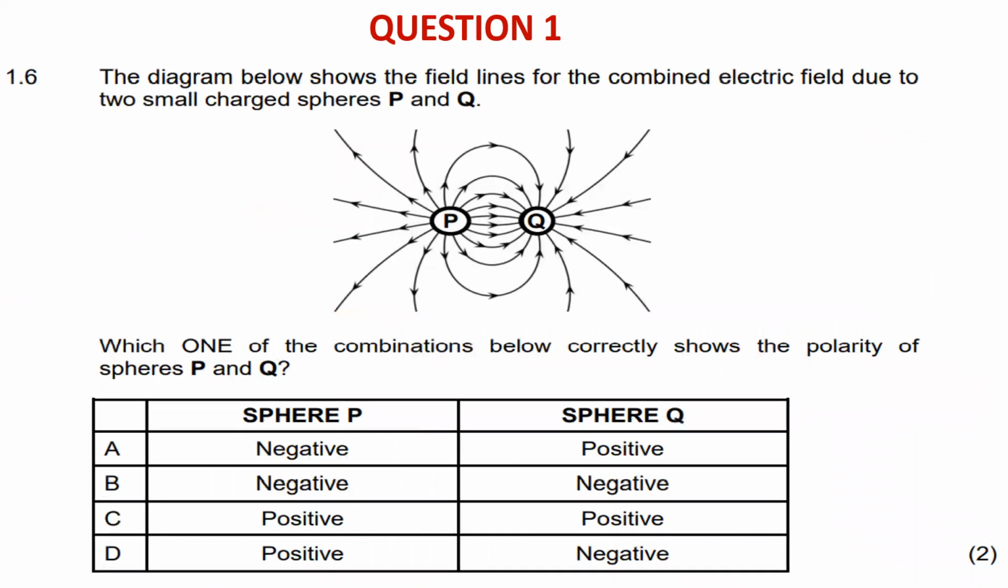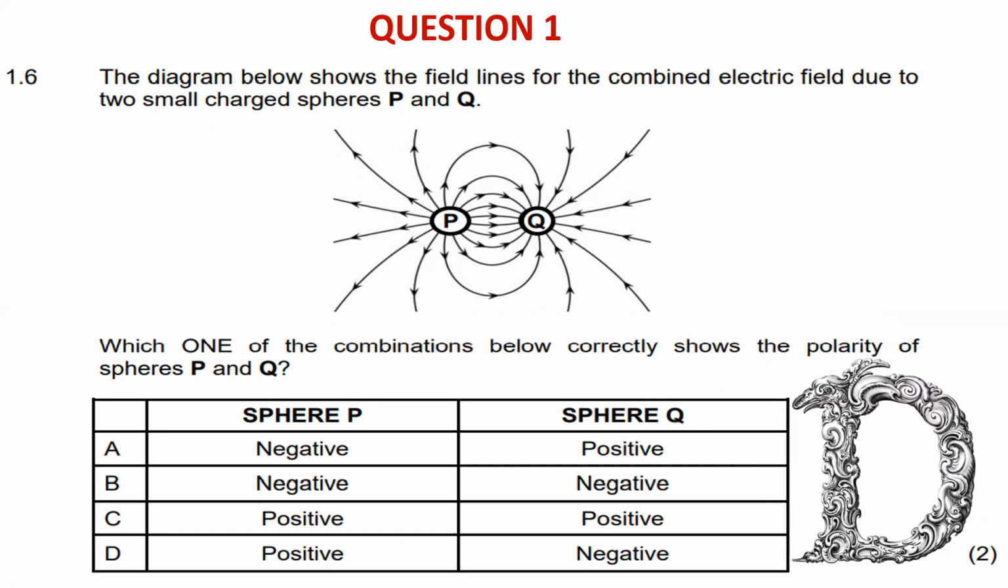Electrostatics. Okay, so question 1, too many different topics. Electrostatics now. The diagram below shows the field lines for the electric field, and P and Q have different charges. It asks which one of the combinations below correctly shows the polarity of P and Q, positive or negative. So we have to remember the direction of the electric field. The direction of the electric field is from positive to negative. Because of that, our answer is B.